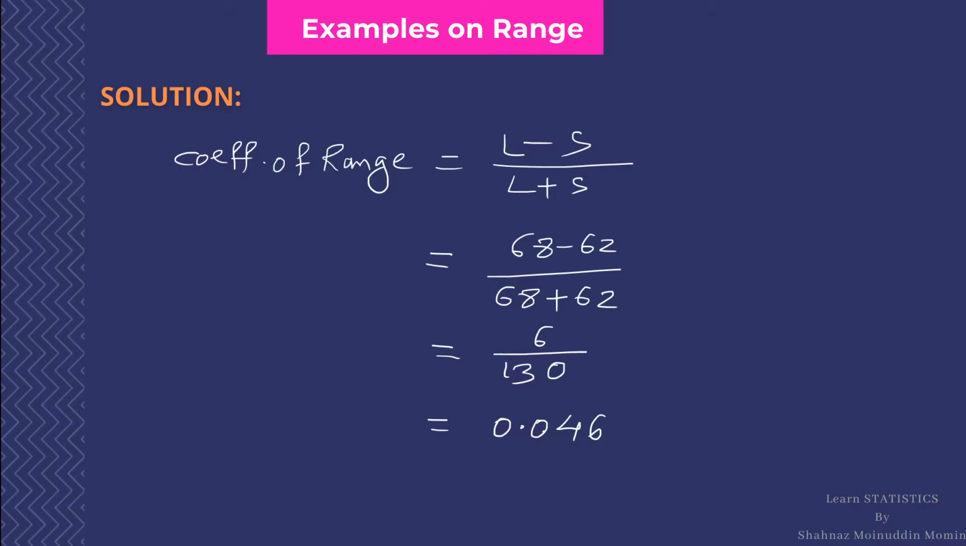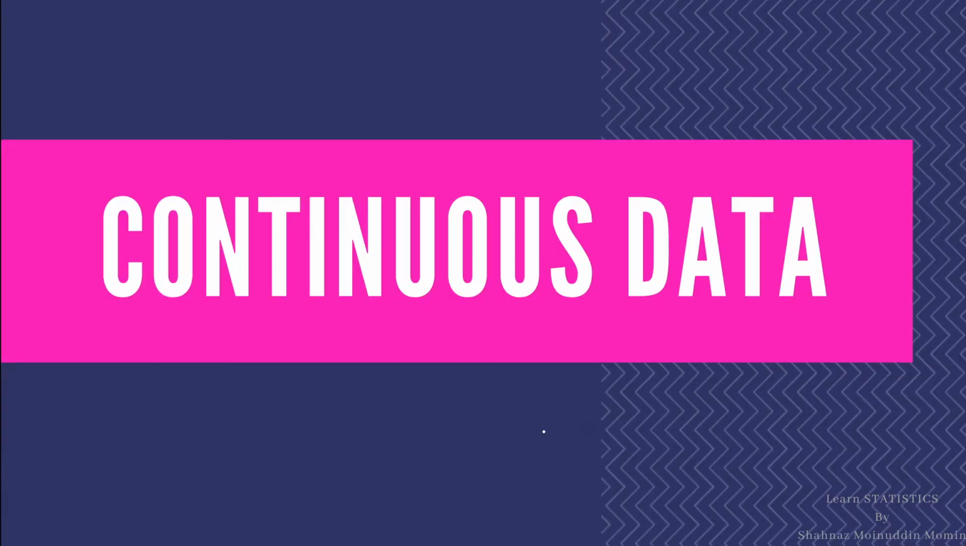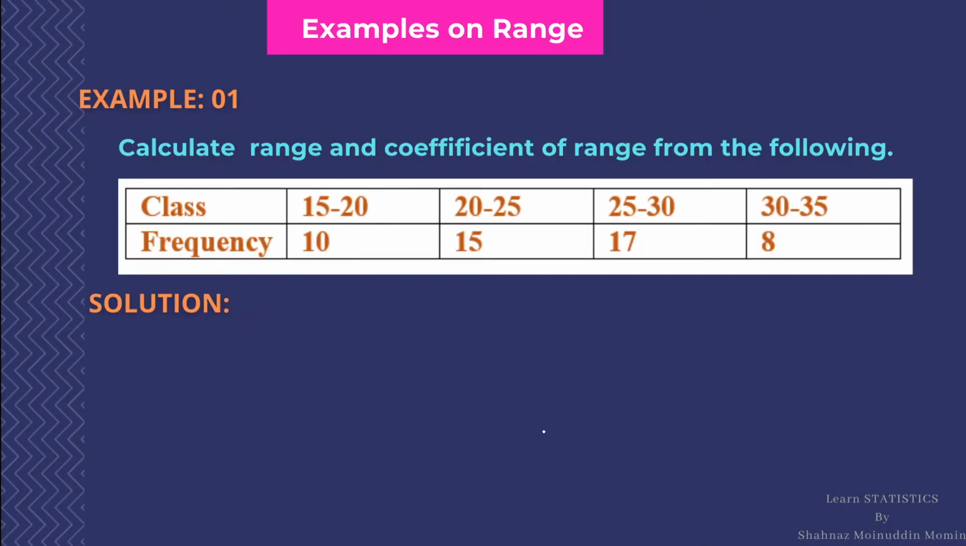Now we will discuss how to obtain the range in case of continuous data. In the continuous data, we are given the class and frequency. That data is known as grouped data or continuous data. So let us consider the example in which we are given the classes as 15 to 20, 20 to 25, 25 to 30, and the last class is 30 to 35 with their corresponding frequencies 10, 15, 17 and 8, and we have to obtain the value of range and coefficient of range from the given data.